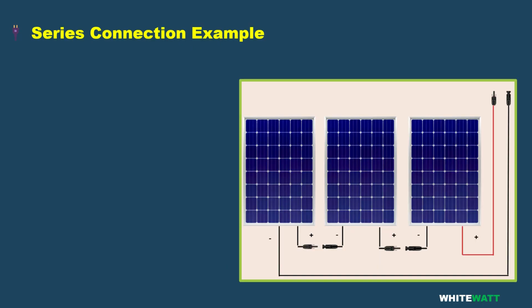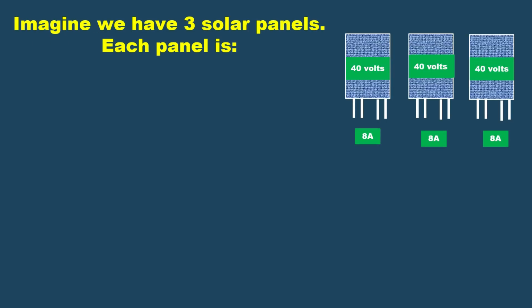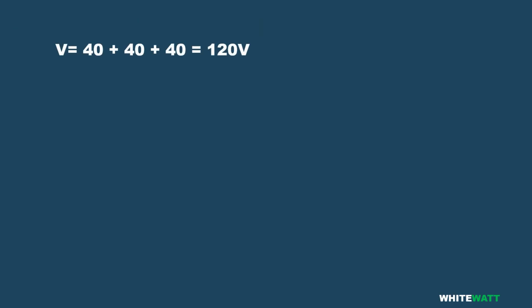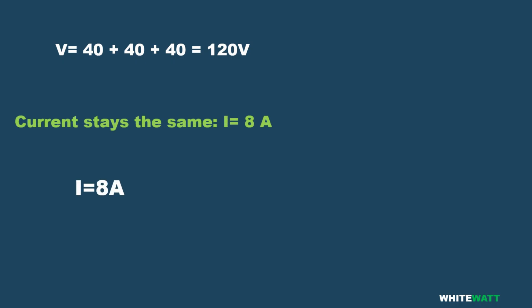Now example of series connection. Imagine we have 3 solar panels. Each panel is rated 40 volt 8 ampere. If we connect all 3 in series, 40 plus 40 plus 40, so the answer becomes 120 volt. Current same as one panel, 8 ampere. So the output is 120 volt 8 ampere.